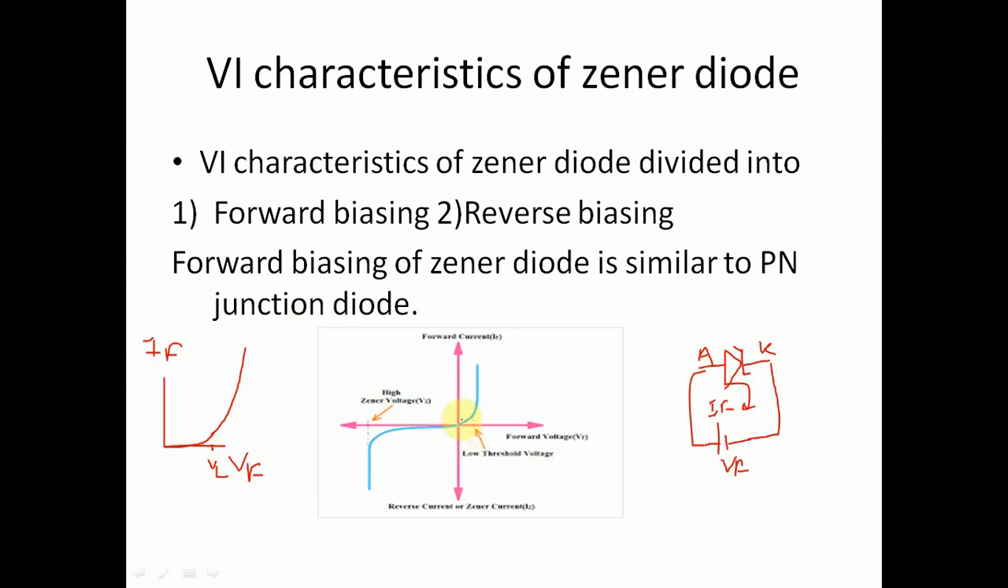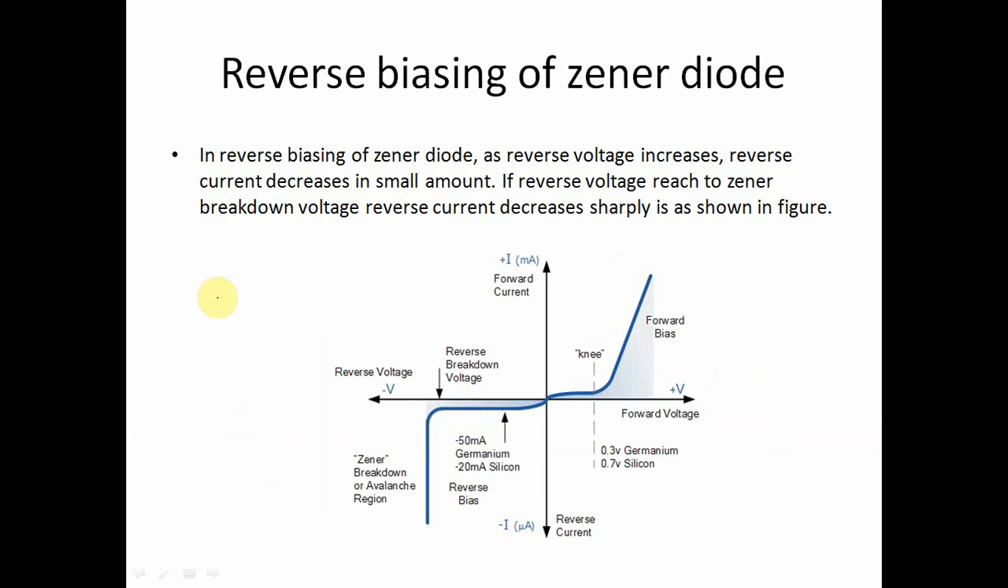Now we will study the reverse VI characteristics of Zener diode. In reverse VI characteristics, this is your battery and this is your Zener diode. The negative terminal of the battery is connected to the anode and the positive terminal of the battery is connected to the cathode. So here the applied voltage is VR and IR is the current flowing through the circuitry.